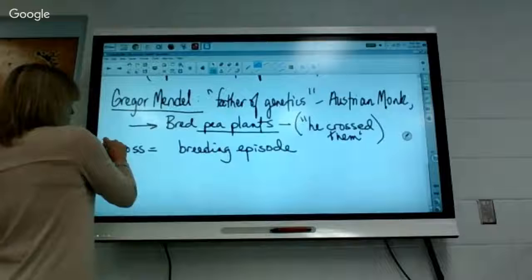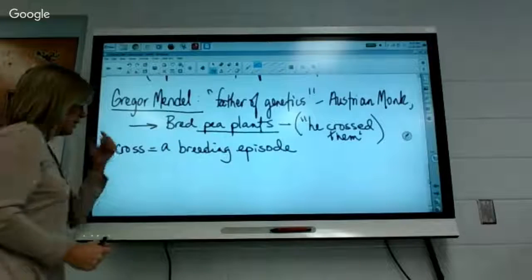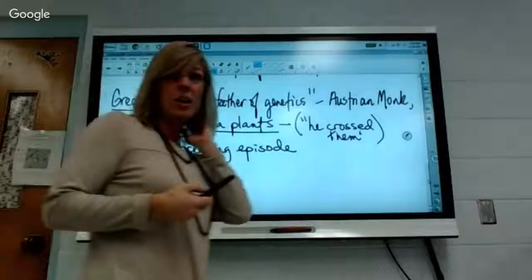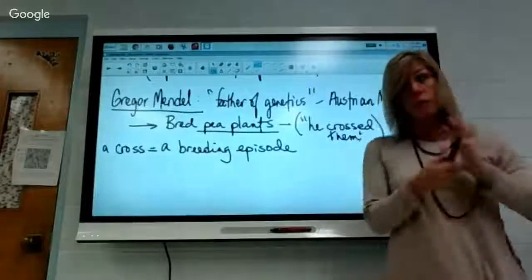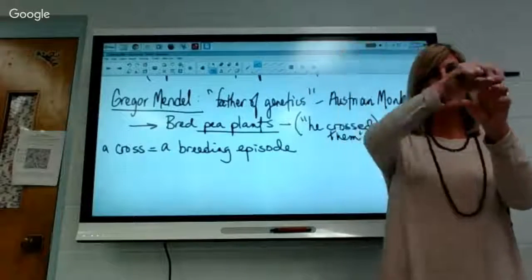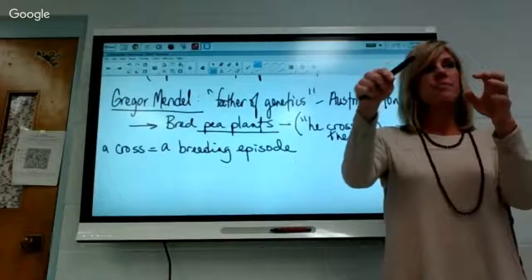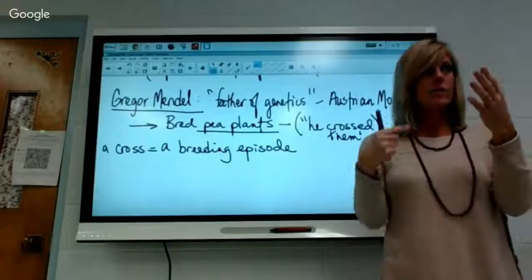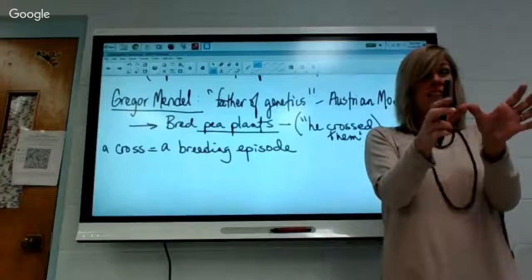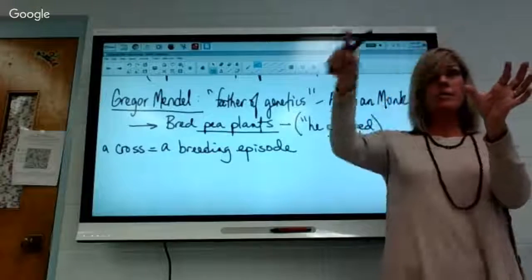A breeding episode, and we'll say when they're crossed instead of saying when these two plants had sex. Well, they need help. Either the wind has to blow the pollen from place to place, a bee has to carry it from place to place, a bat has to carry it. So they need help because the plants aren't moving to get to their mate. They have to have somebody to help take that pollen back and forth.